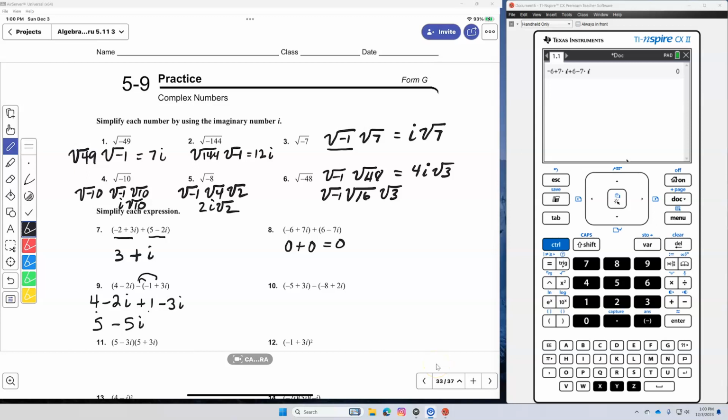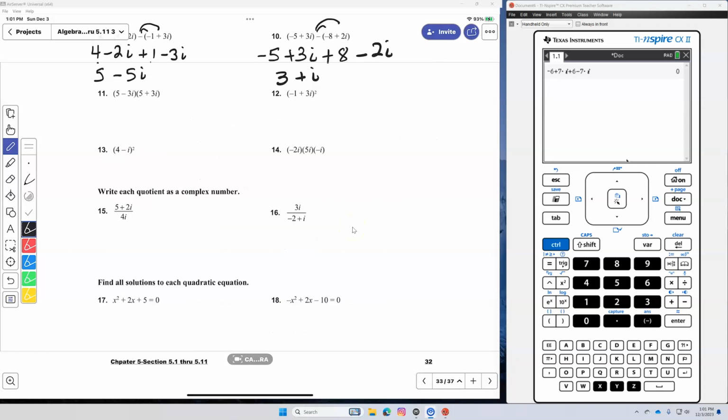So number 10, we have negative 5 plus 3i. Then you have to distribute the negative, so it's plus 8 minus 2i. Negative 5 plus 8 gives you 3, and 3i plus negative 2i gives you i.